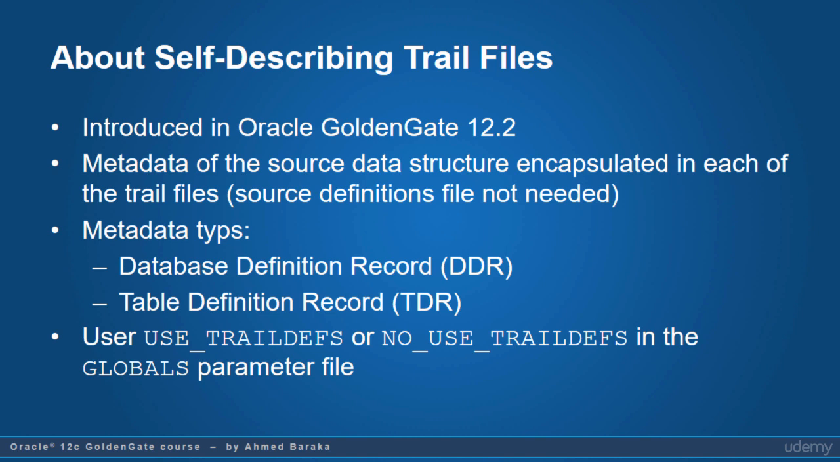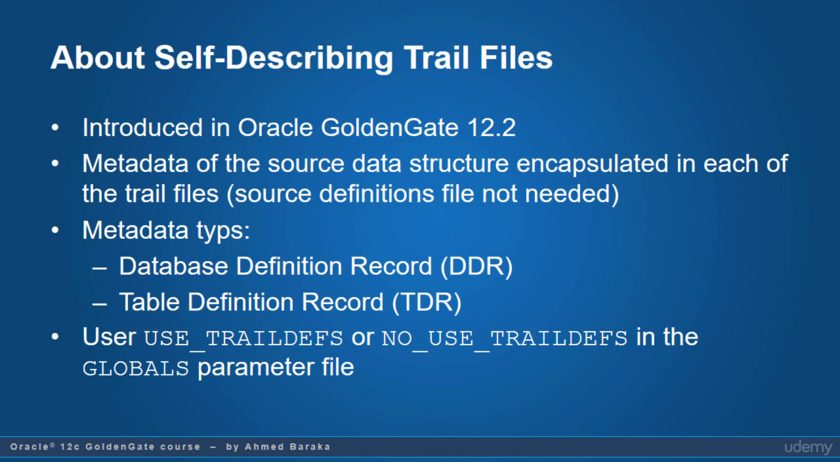GoldenGate saves two types of metadata in the trail files. One is called Database Definition Record, or DDR. As its name implies, this is information about the source database. The second type of information is Table Definition Records, or TDR. And this is the data definition of the tables included in your GoldenGate configuration.